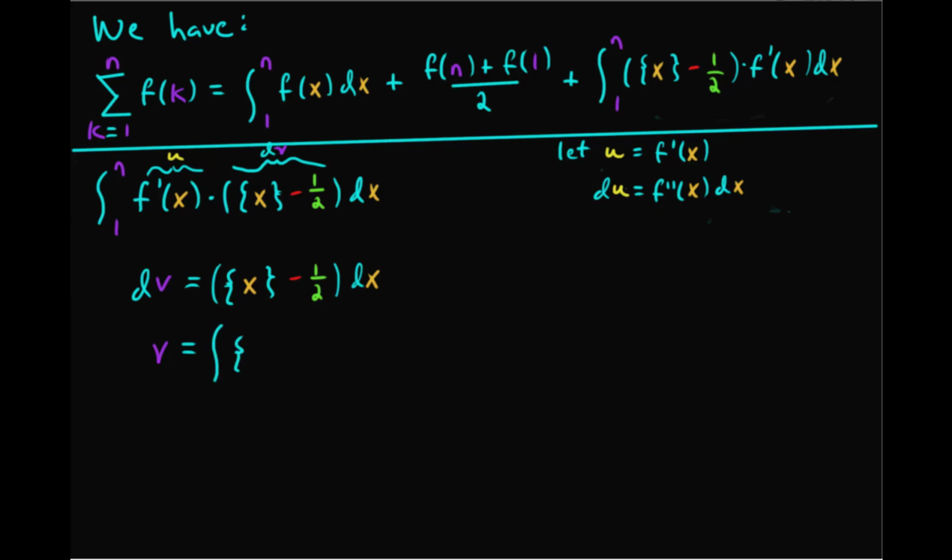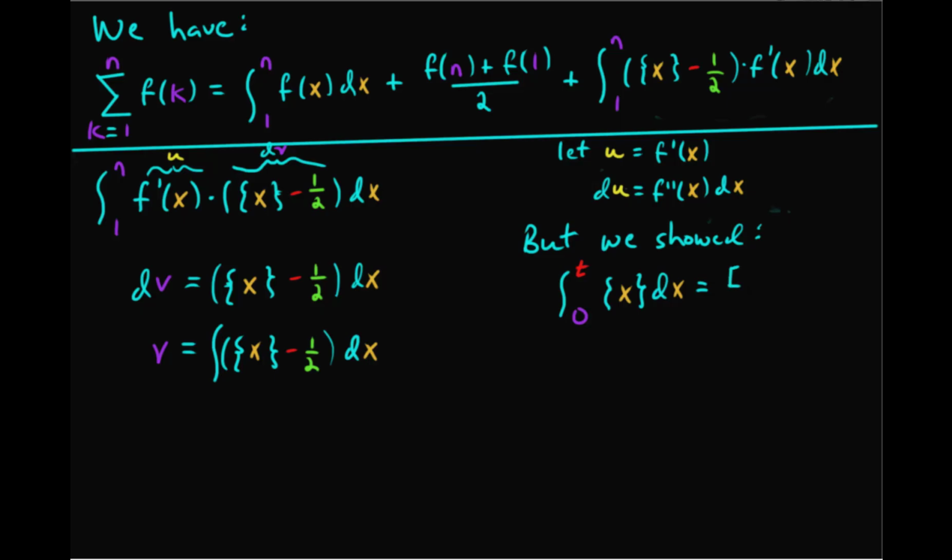And we have to find v by integrating that expression. But we know how to do that because we've already put in the work. We showed that the integral from 0 to t of the fractional part of x dx is equal to the floor of x plus the fractional part of x squared all over 2. So we can then conclude that v equals the floor of x plus the fractional part of x squared all over 2, minus, now just integrating the constant here, minus 1/2 times x.